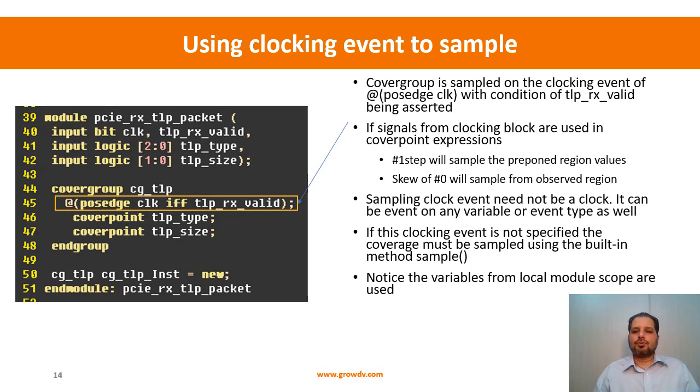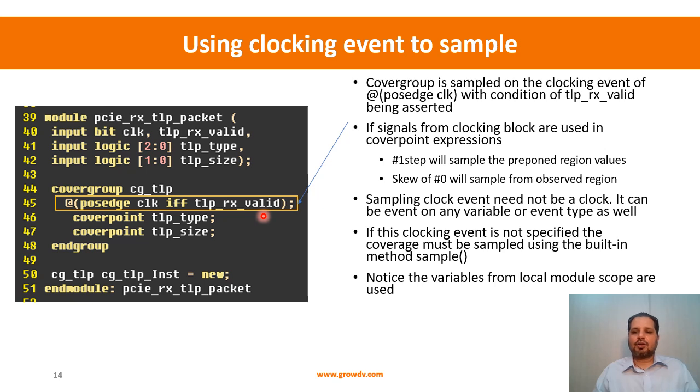So when you use the event, or implicit sampling, you have one more feature available. You can actually use a condition. Here I am saying at passage of clock, and notice that it's not if, it's iff, an extra f. I am saying TLP RX valid. So this particular CG TLP will be sampled on a passage of clock if TLP RX valid is asserted.